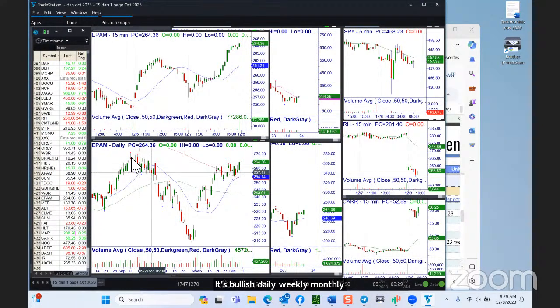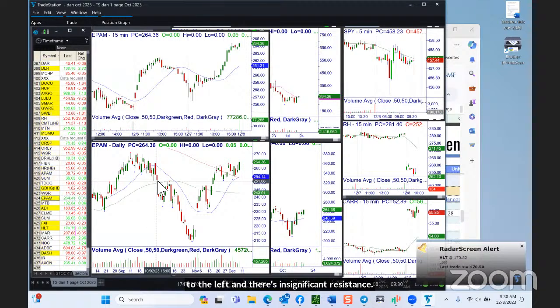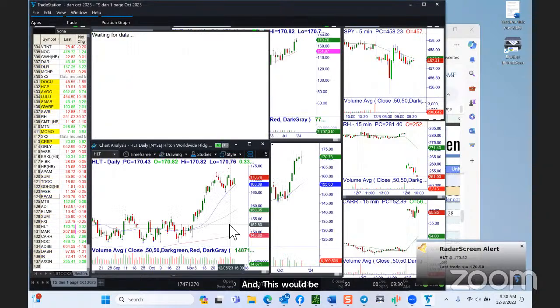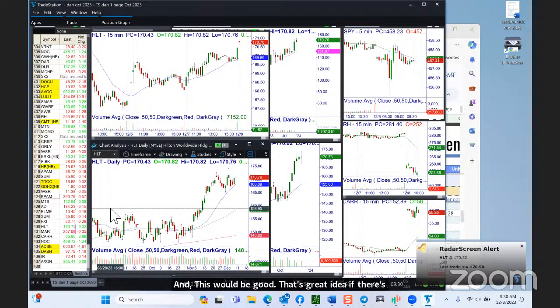I guess we should have had a bigger void. A void means look to the left and there's insignificant resistance. And so this would be a good put spread idea if there's any juice at the 250. Hilton alarm. Anything with it then?